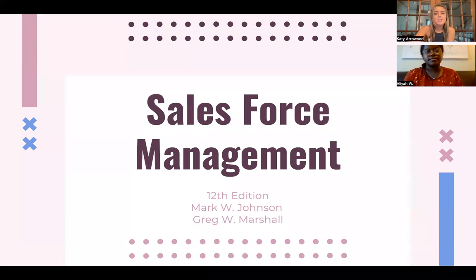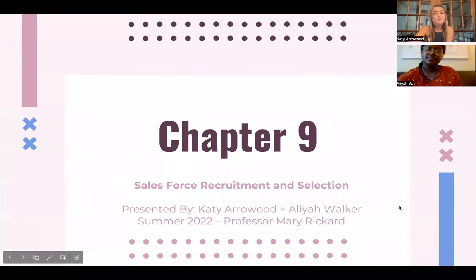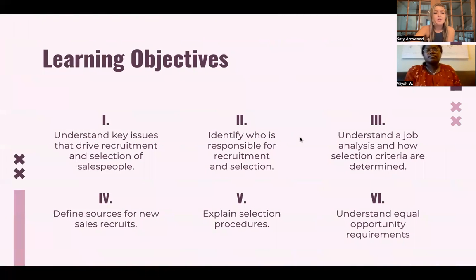And we are here today presenting Chapter 9, which focuses on Salesforce recruitment and selection. First off, I just want to briefly go over the learning objectives of this chapter. The first one is key issues driving recruitment and selection of salespeople. The second one is who is responsible for recruitment and selection. The third one is understanding job analysis and how selection criteria is determined. The fourth one is defining sources for new sales recruits. The fifth one is explaining selection procedures. And the last one is understanding equal opportunity requirements for this chapter.